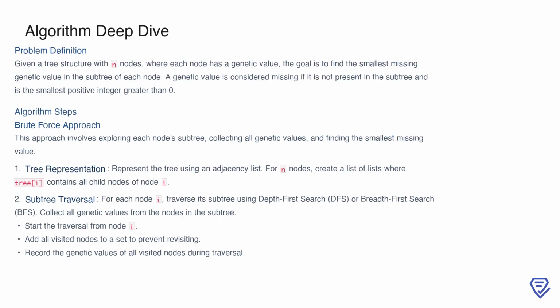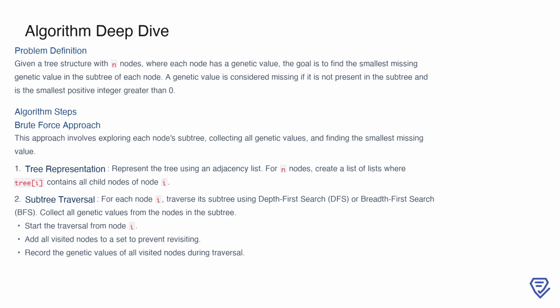To understand this problem, imagine we have a tree with n nodes, where each node is associated with a genetic value. The task is to find the smallest positive integer that doesn't appear in the genetic values of a node's subtree. A subtree includes the node itself and all its descendants. For example, if a subtree contains genetic values 1, 2, 3, the smallest missing value would be 4, as it's the first positive integer not in the set.